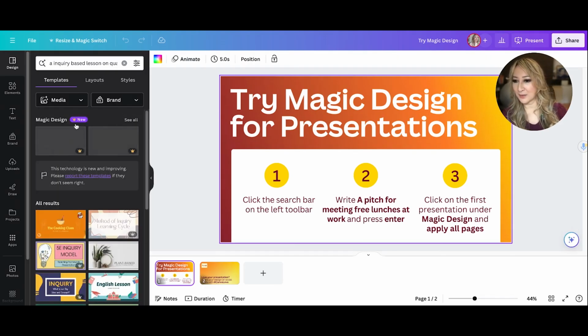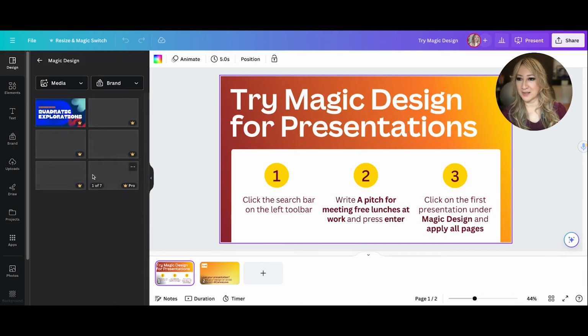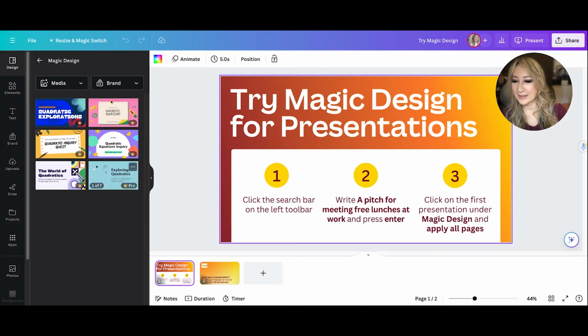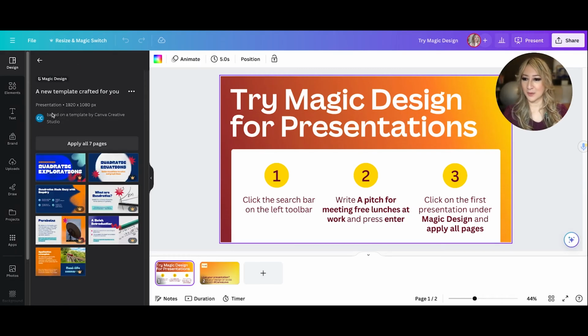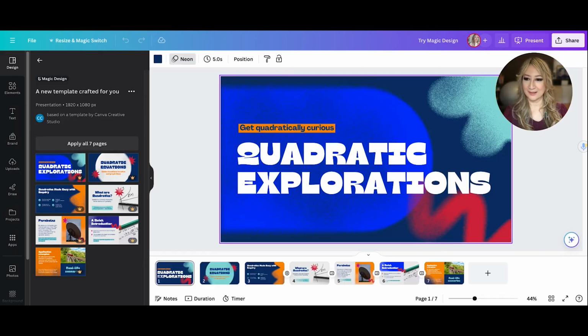And here I've got the Magic Design. Okay, so I'm going to press here and see, it says new. So this is what I'm doing, the Magic Design. And let's have a look at some of these. It says write a pitch for the meeting, click under the presentation to apply all the pages. So let me just have a look. This has got 7 pages. Let me just click on each of them so we can explore. So apply all 7 pages so that we can actually get a look at this.